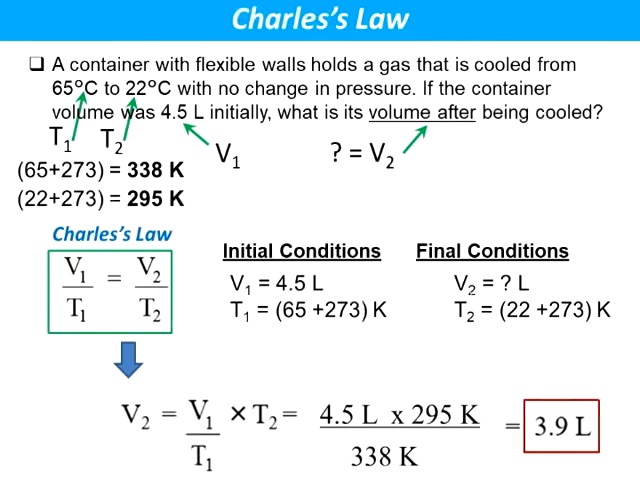Since this is Charles's law, and because we only see V and T in this problem, the variables in the problem will tell us which law is involved. So this problem only has V and T, therefore it's Charles's law. I set up the ratio for Charles's law. I rearranged this equation to solve for V2. And when I put in my values, I get 3.9 liters. I obtain this value by starting with initial conditions, final conditions, and then calculate it to the proper number of significant figures.